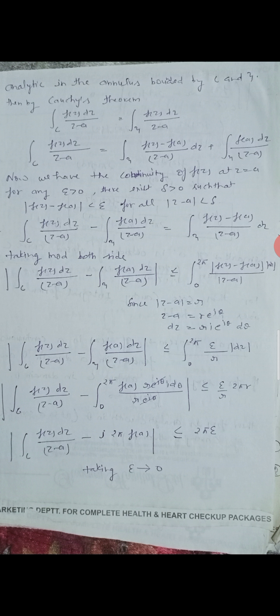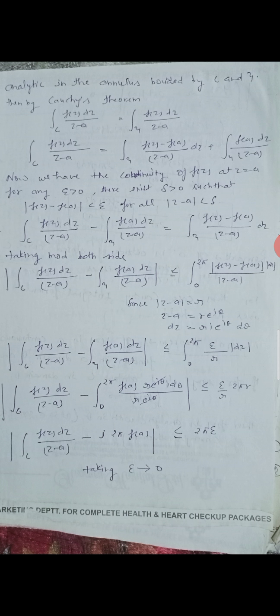Now the modulus of integral over C of f(z) dz over z minus a minus integral over gamma of f(a) dz over z minus a is less than or equal to integral from 0 to 2π of epsilon upon r |dz|. Now this is less than or equal to epsilon by r times 2πr. So integral over C of f(z) dz over z minus a minus 2πi f(a) is less than or equal to 2π epsilon.